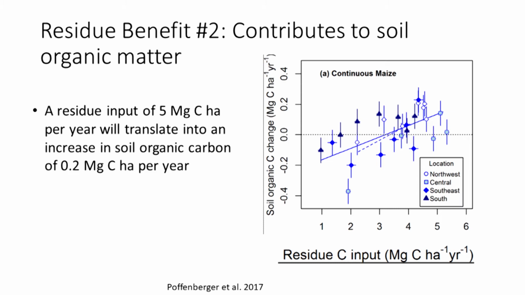And so when you convert plant residue to carbon and you look at residue carbon inputs in continuous corn, what you can see here is it takes, for example, 5 megagrams of carbon, that's 5 tons of carbon, to get 0.2 tons of soil organic carbon increase. So if you're inputting 5 tons of carbon in a hectare, you're going to get 200 kilos of soil organic carbon after all said and done. The rest is essentially respired by the microbes. So this is a very slow process, but this is a major benefit that residue provides. Buildup of soil organic matter.